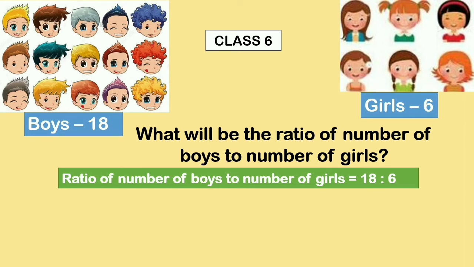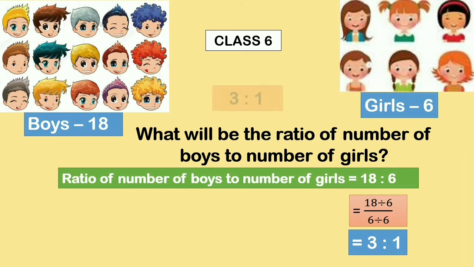18:6. Now we will convert this ratio in simplest form. Since the HCF of 18 and 6 is 6, therefore 18 divided by 6 by 6 divided by 6 equals to 3/1, which is equals to 3:1. Thus the required ratio is 3:1.